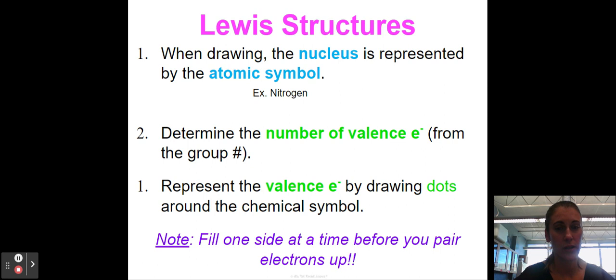Example, if we look at nitrogen, if you look at your periodic table, pause, get your periodic table if you haven't. All right, it's in group 5A. Group 5A has 5 valence electrons. So we would draw N because that is the chemical symbol for nitrogen. And then we would draw dots all the way around, and we double up on top. That's 5.